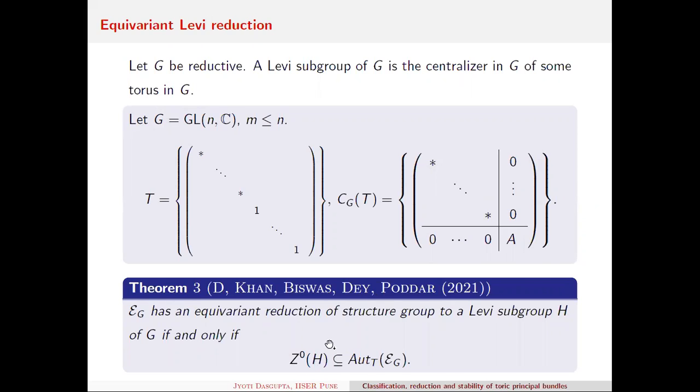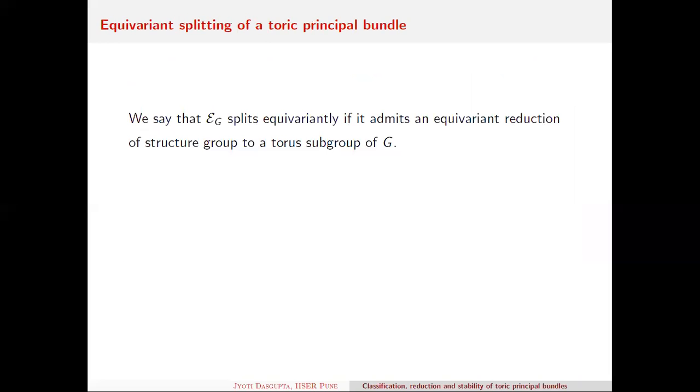So what is Z naught H here? This is the connected component containing the identity of the center of the Levi subgroup H. So in particular, a maximal torus is also a Levi subgroup because it is its own centralizer. So now we can consider splitting of toric principal bundles. Splitting means that E_G splits equivariantly if it admits an equivariant reduction of structure group to a torus subgroup of G.